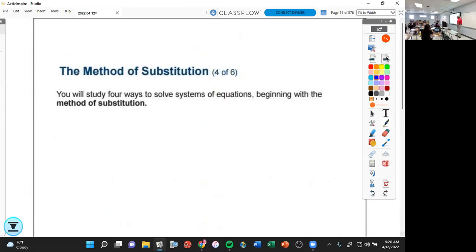You will study 4 ways to solve systems of equations, beginning with substitution. Substitution is one way. Another way is graphing. Another way is elimination. Another way, we're going to use matrices. So those are the 4 ways we're going to look at. Right now we're looking at substitution.